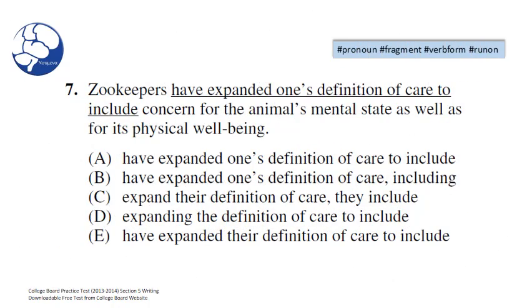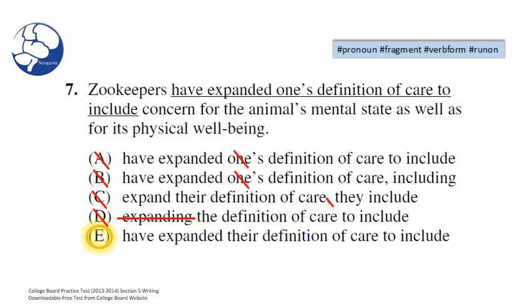Alright, now it's your turn. I'm going to reread the question and go through all the choices. Try to remember the grammar concepts that we discussed previously. You ready? Let's give it a try. Zookeepers have expanded one's definition of care to include concern for the animal's mental state as well as for its physical well-being. We have a pronoun error in A, eliminate A. A pronoun error in B, eliminate B. C is a run-on sentence. We can eliminate C. And D is a fragment, so eliminate D. And our answer is E.